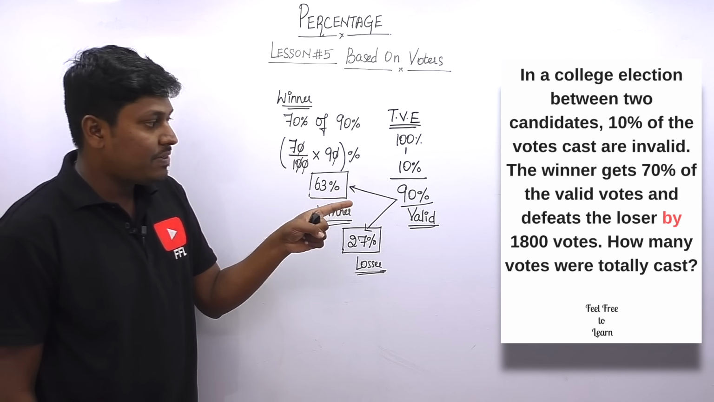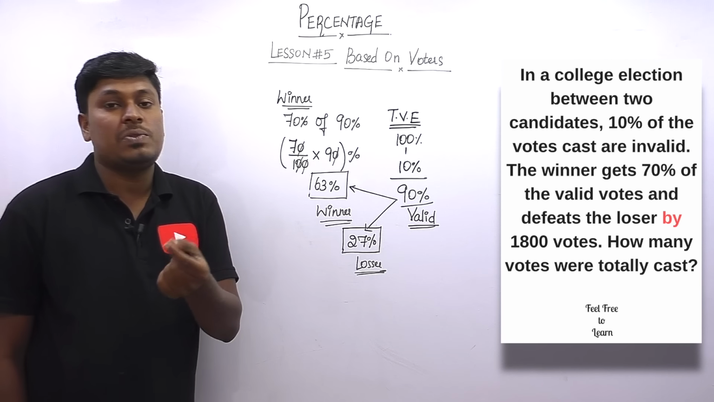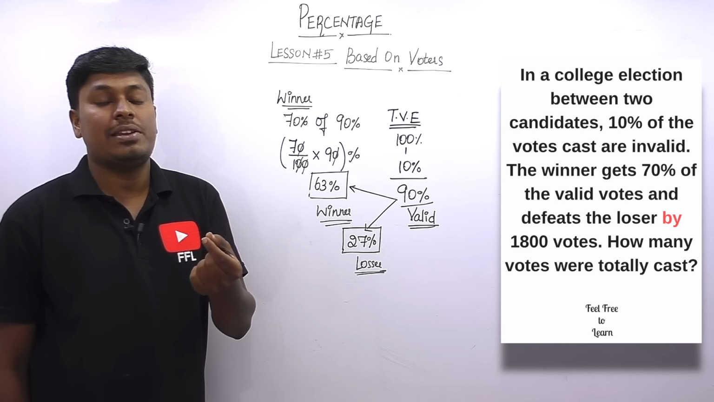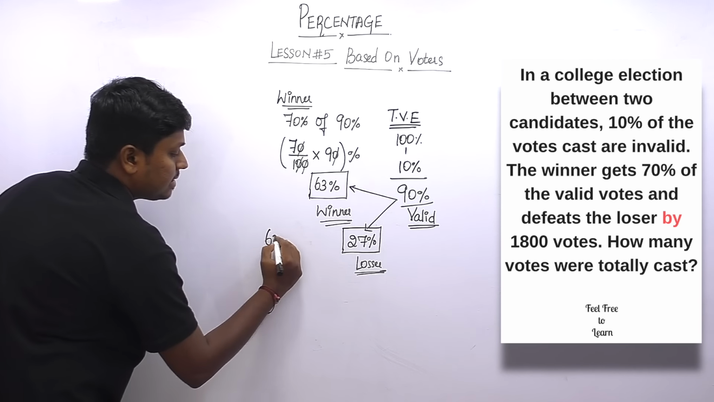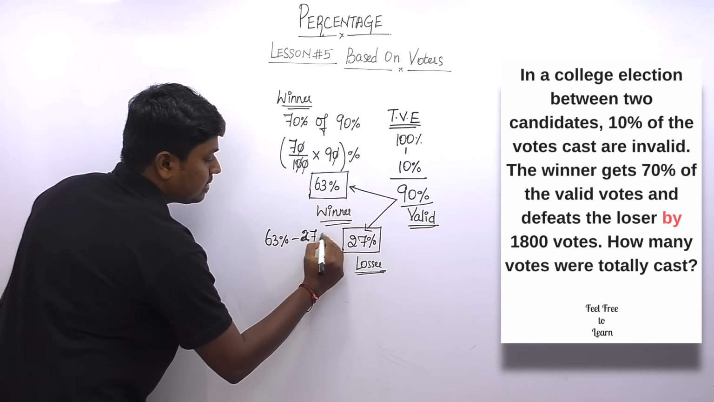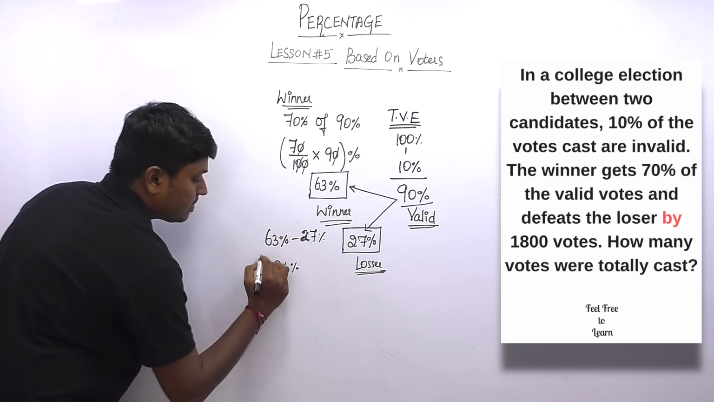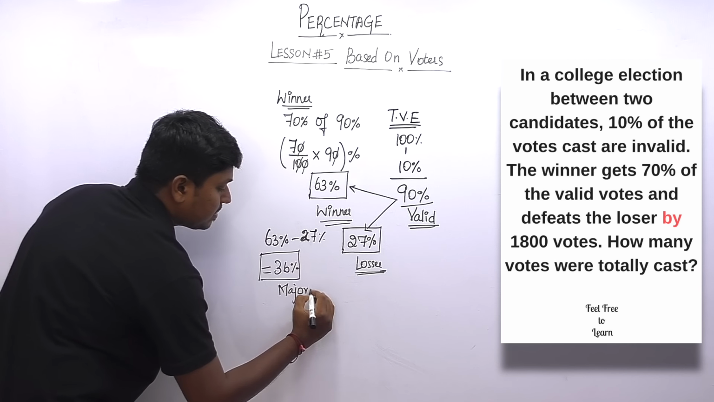And the value they have given is, listen here, defeats the loser by 1800. The word 'by' means majority. Winner percentage minus loser percentage is called majority. So winner percentage is 63%, loser percentage is 27%, which is called majority, equal to 36%. So finally we got a majority, that is 36%.